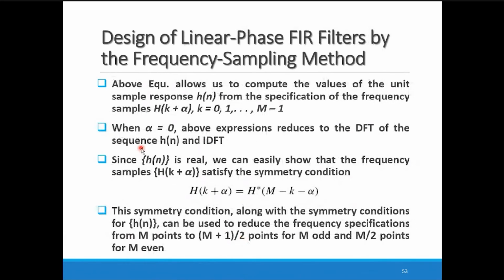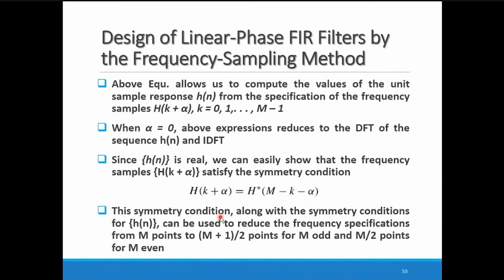Since h(n) is real, we can easily show that the frequency samples H(k+α) satisfy the symmetry condition, that is H(k+α) is equal to H complex conjugate (M minus k minus α). So this symmetry condition, along with the symmetry conditions of h(n), can be used to reduce the frequency specifications from M points to (M+1)/2 points.